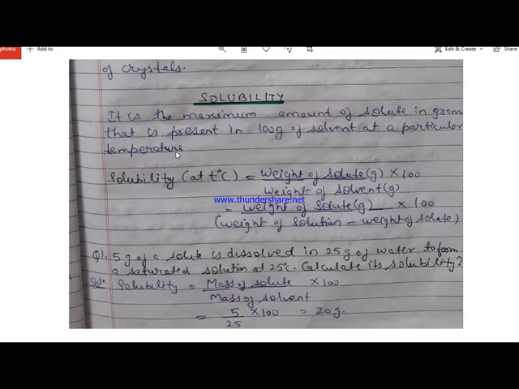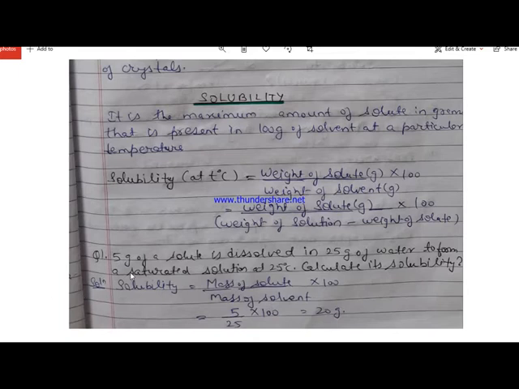of the solute. So solubility at a particular temperature is equal to weight of solute in grams into 100 divided by weight of solvent in grams. And weight of solvent we can obtain by subtracting the weight of solute from the weight of solution. We can also write mass in place of weight here. Both are the same thing.